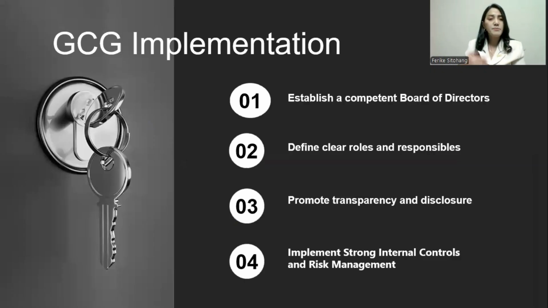So how do we implement good corporate governance? First, you have to establish a competent board of directors. The second, define clear roles and responsibilities between the stakeholders and the board of management. And the third, you have to promote transparency and disclosure. Next, you have to implement strong internal controls and risk management.